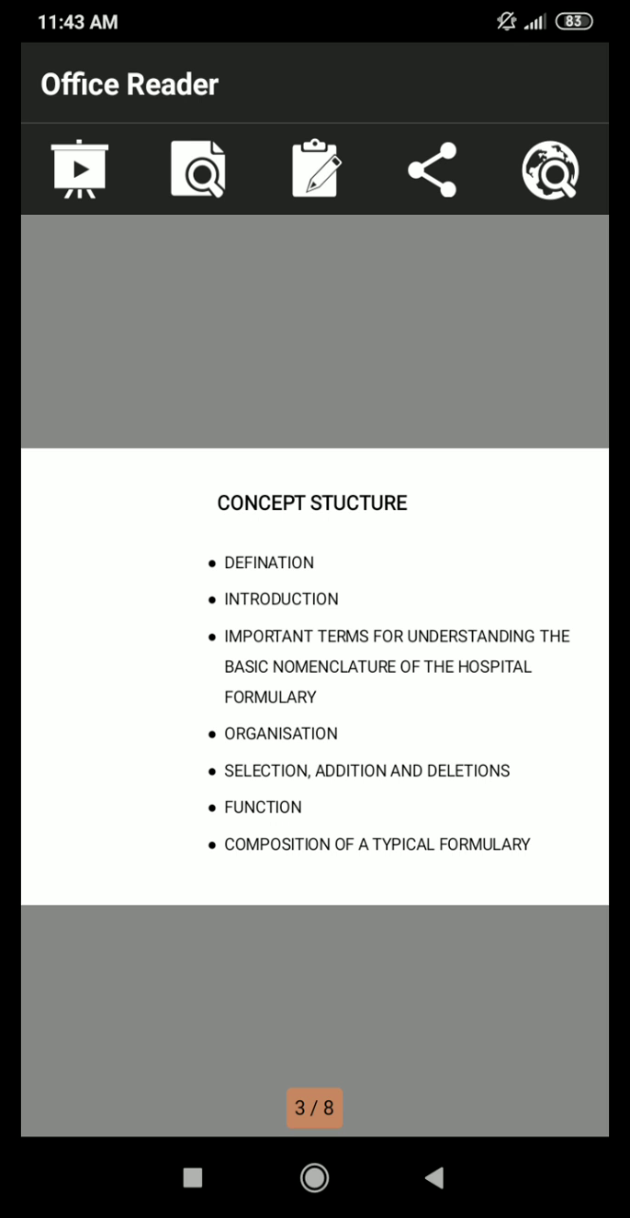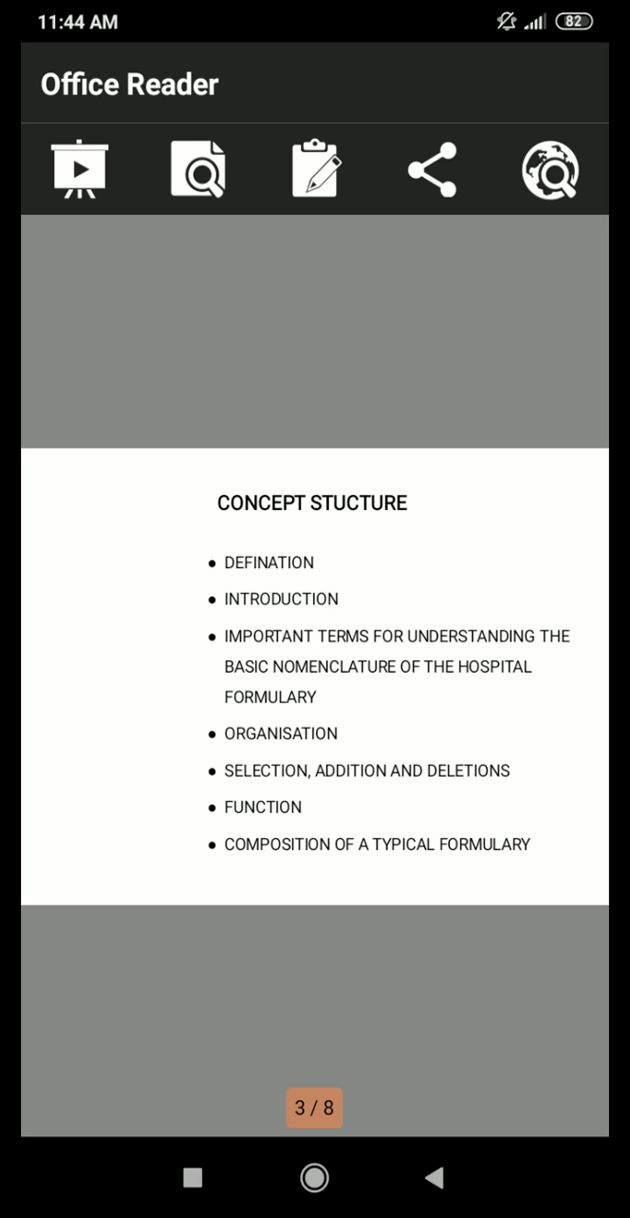Now, first, hospital formulary means what? The formulary system is the method by which physicians and pharmacists, working through a pharmacy and therapeutic committee of the medical staff, evaluate and select the medications for use in the hospital. The hospital formulary can be defined as an important document of the hospital containing a collective list of the drugs. This system is a powerful tool for improving the quality and controlling the cost of the drug therapy.